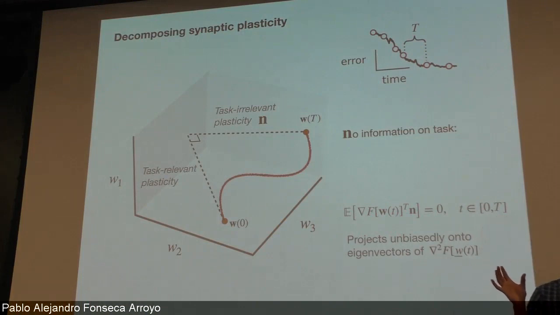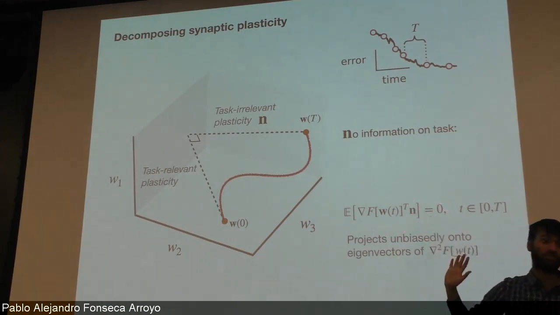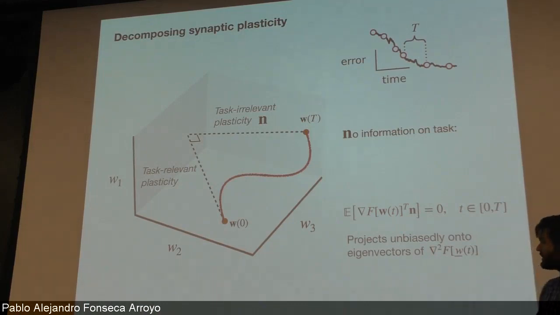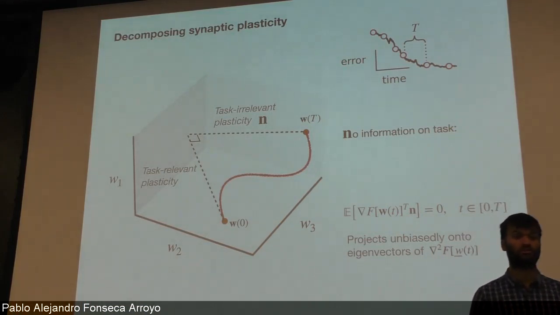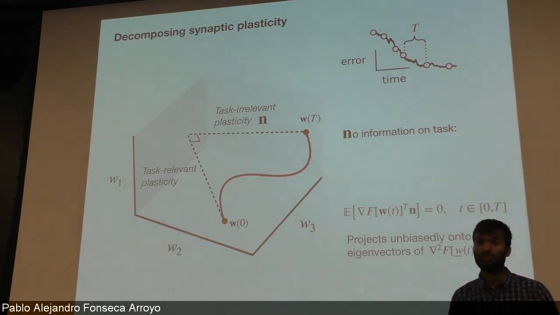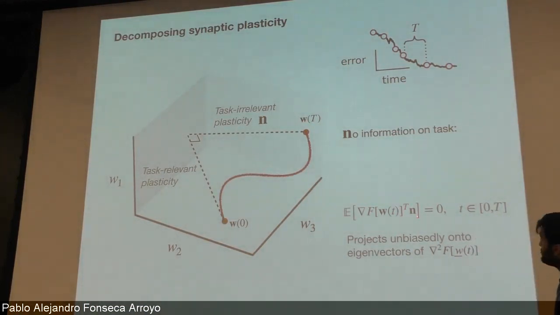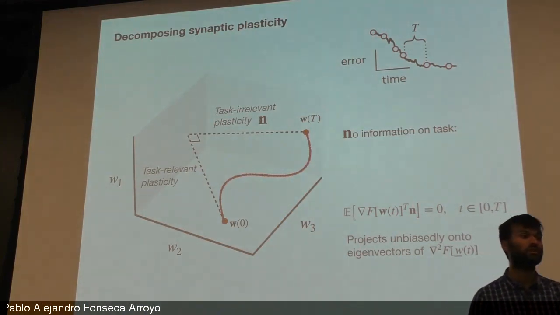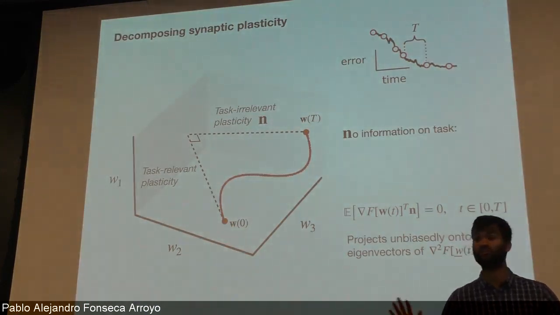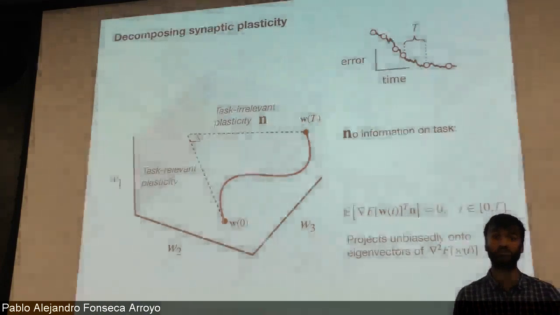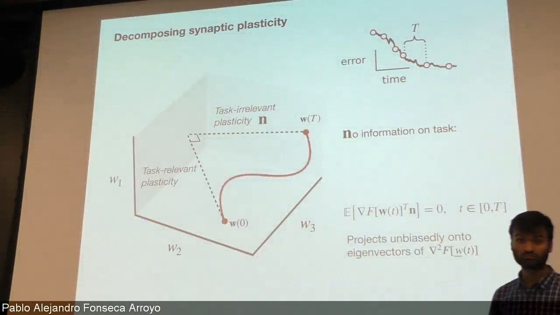So if I take a random vector, on average, it's going to have 0 correlation with the gradient, because I'm as likely to be positive as it is to be negative, or if I flip the sign. If I look at the second derivative matrix, I'm going to call it the Hessian for the remainder of the talk. That has eigenvectors. And because I have no information on the task, I'd imagine that my weight update, which has no information on the task, is going to unbiasedly project onto the different eigenvectors. It's not like I'm going to systematically bias myself towards a large eigenvector or a small eigenvector. In expectation again.